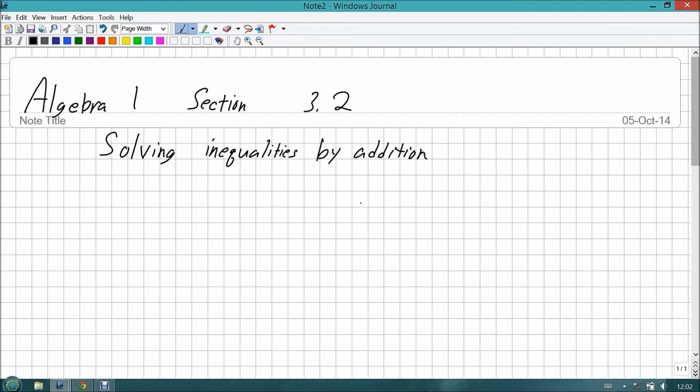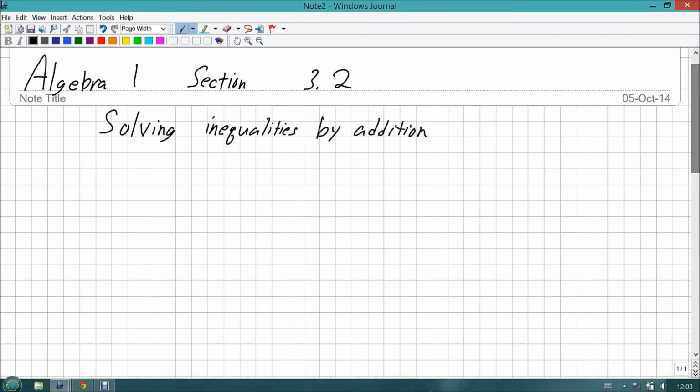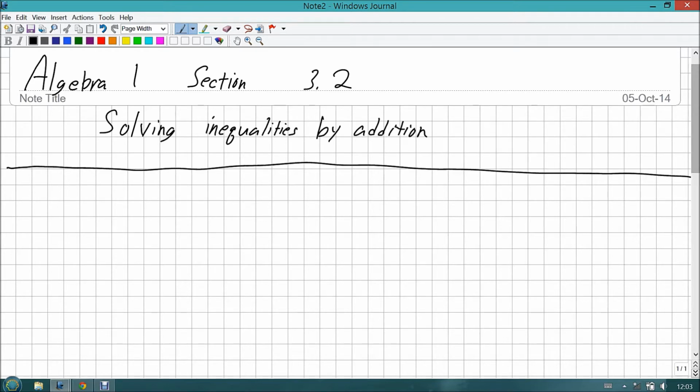Today we are going over section 3.2, Solving Inequalities by Addition. Yesterday we learned what inequalities were, so we don't have to jump into our definitions. Instead, we can skip over them and go ahead and start hopping along in our examples. The best way to learn about how to solve using addition is with some examples.